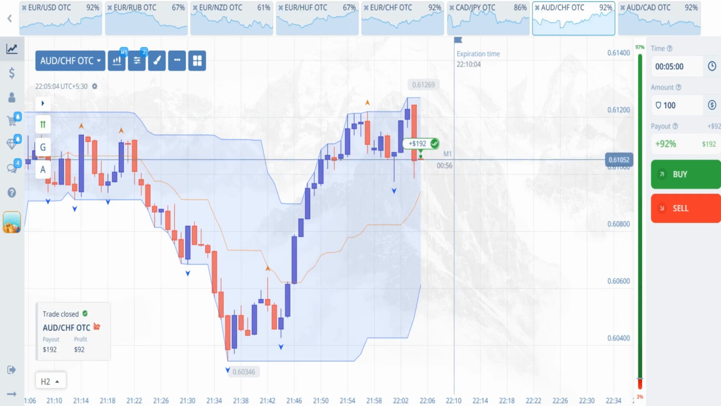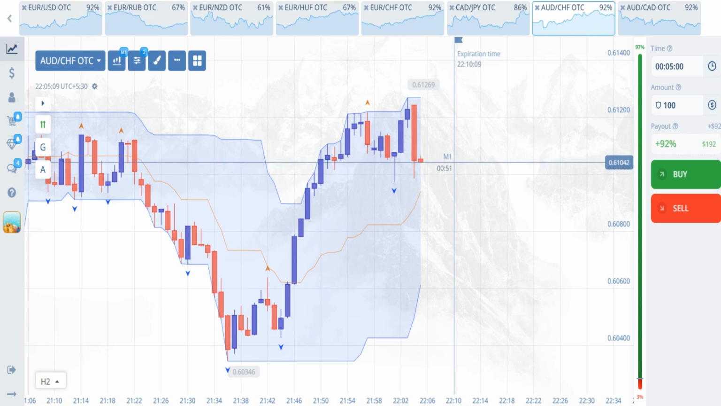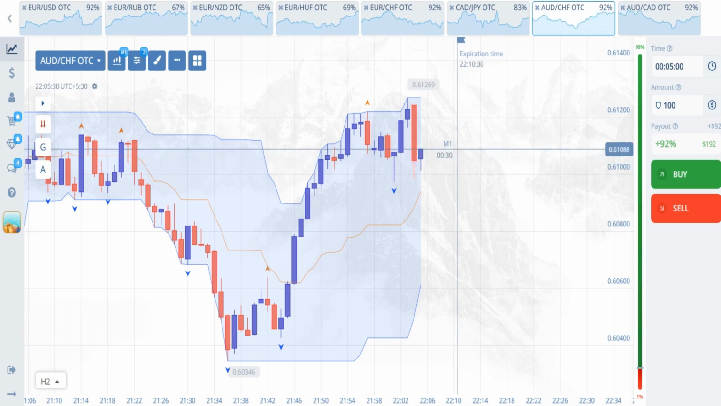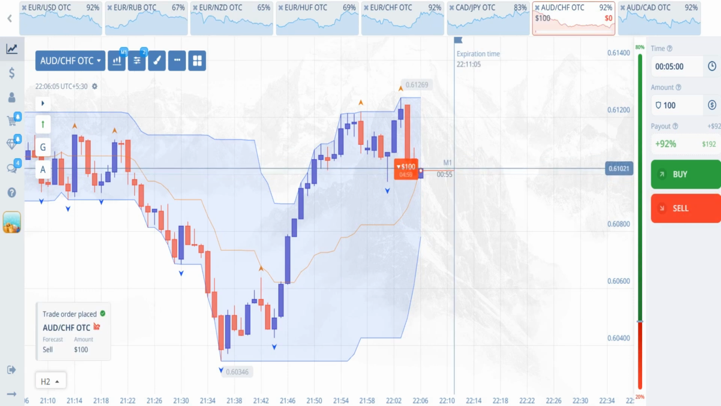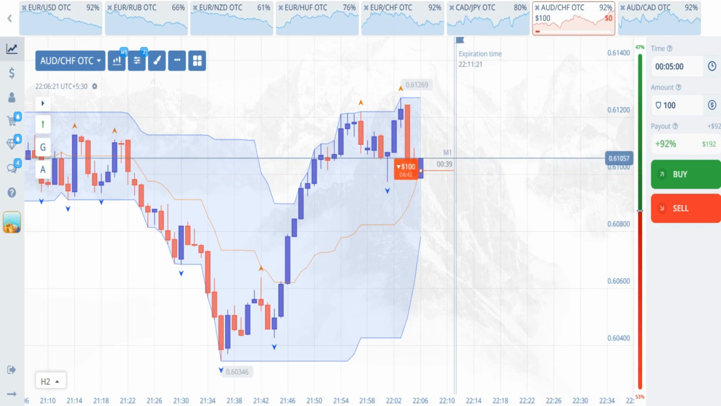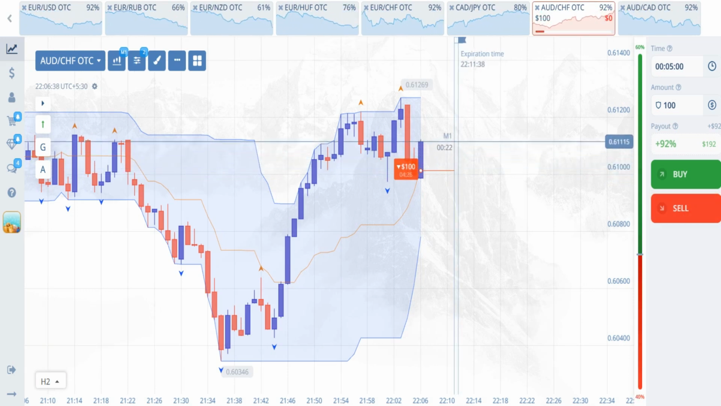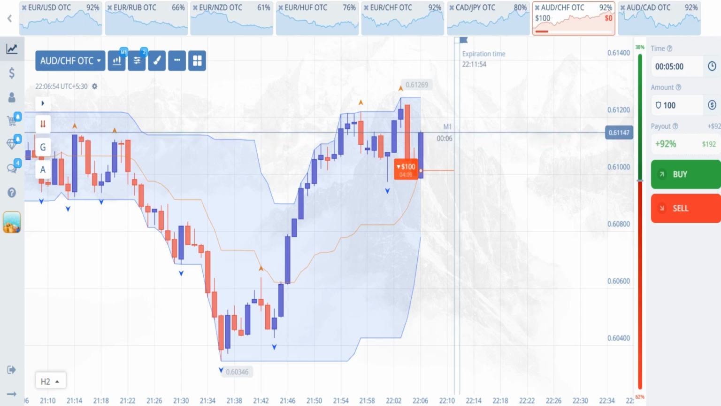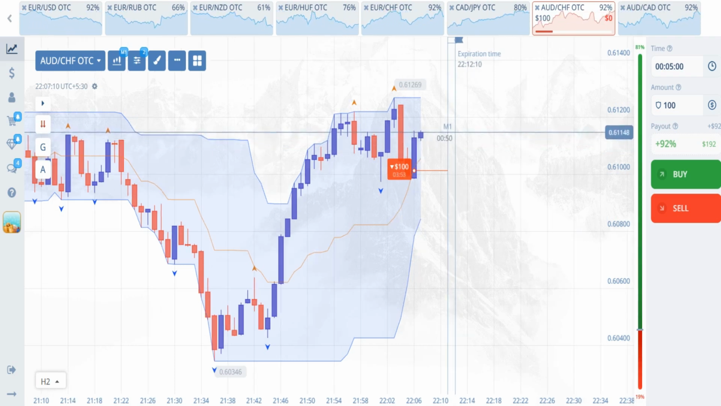We've won this trade, but it's important to note that this win wasn't due to the strategy. It happened by luck and chance. To understand why, let's review the same chart. The candle reversed after touching the upper line of the Donchian channel, and a sell arrow appeared from the Fractal Indicator.